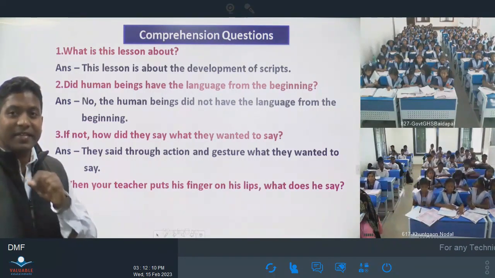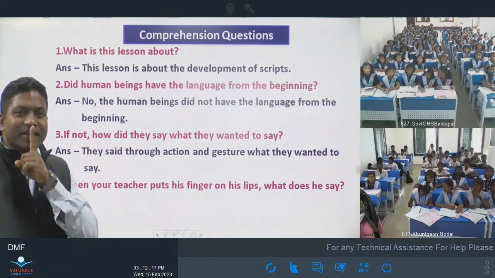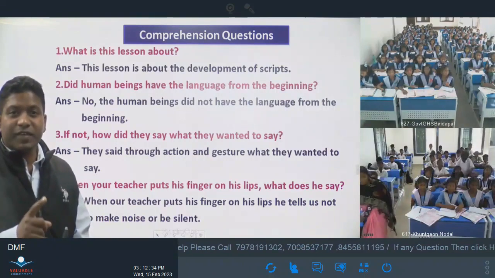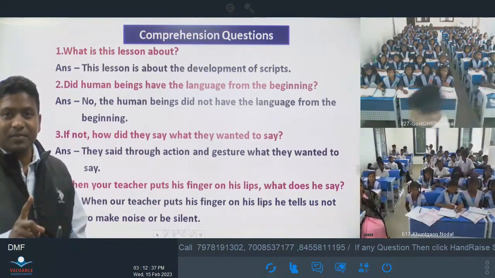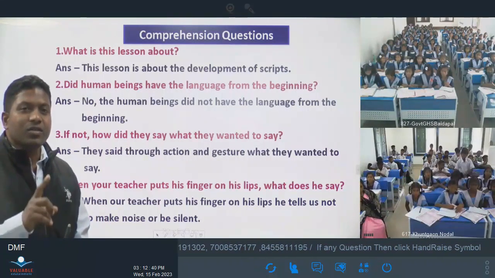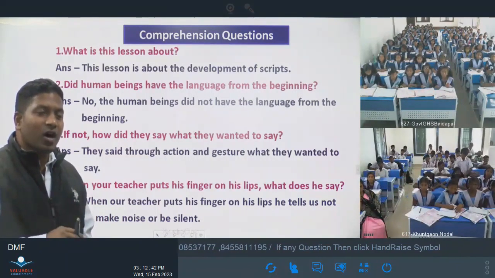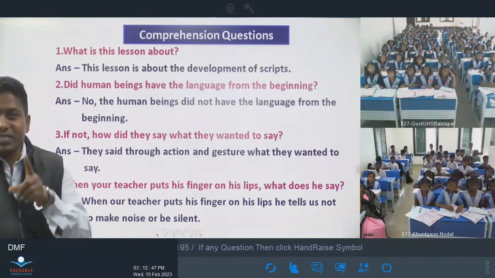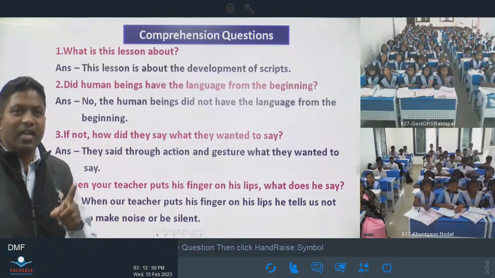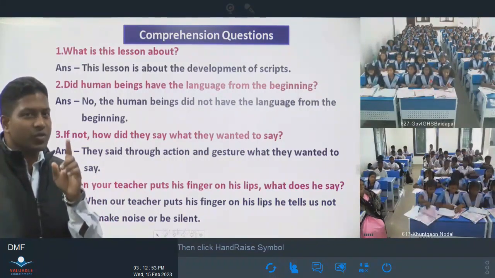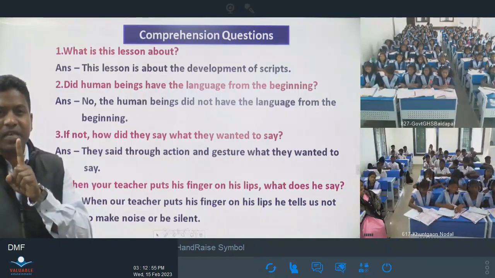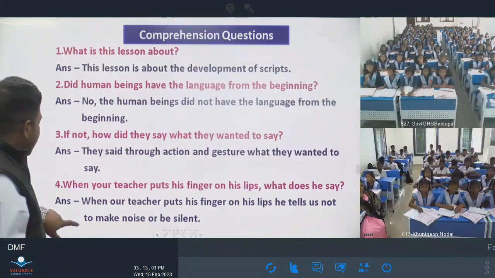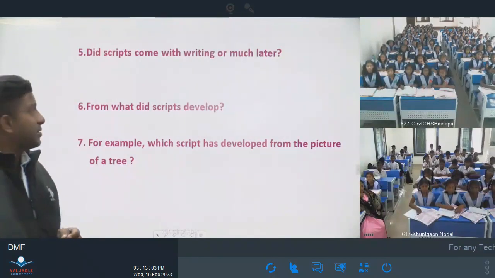What does he want to say? Come on. What does it mean? Okay, when our teacher puts his finger on his lips, he wants to tell us not to make noise or be silent. What does he want to say? He wants us to be silent, be quiet. It's not make any noise when he keeps his finger on his lips like this. Alright? Okay. Now, come to the next question.